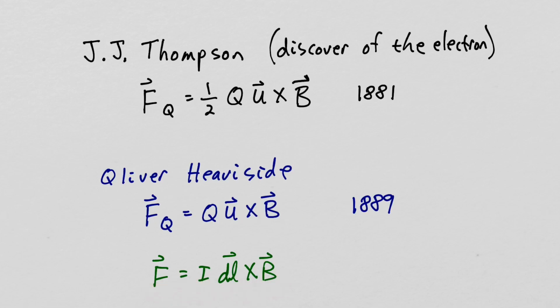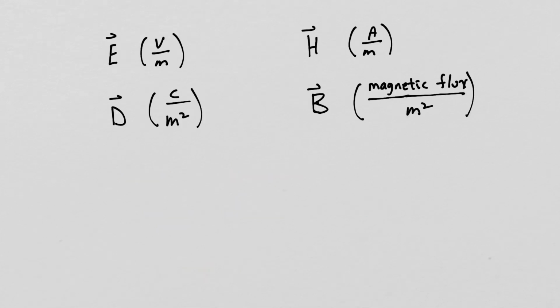Our electric field intensity was in terms of volts per meter. Similarly, the magnetic field intensity was in terms of amps per meter. Our electric flux density field was in terms of electric flux per meter squared, and electric flux had units of coulombs. So similarly, the magnetic flux density field is going to be units of magnetic flux per meter squared.